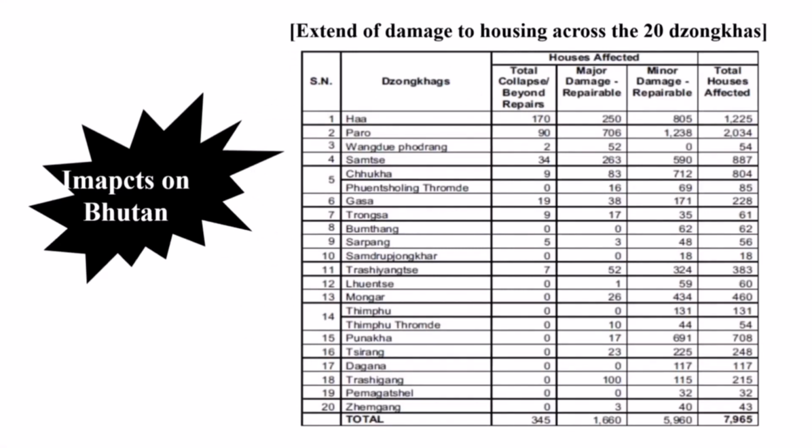Because of this earthquake, many houses were damaged in Bhutan. So this table shows the extent of damages to the housing across the 20 dzongkhags in Bhutan, and a total of 7,965 houses were affected.